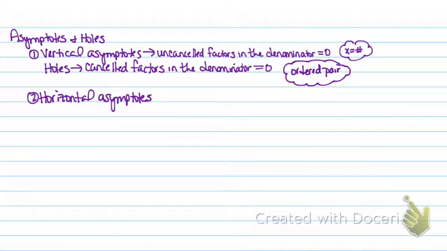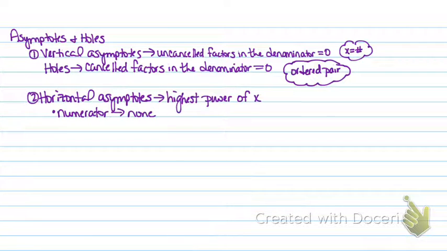You have to find the highest power of x. It has to do with where the highest power of x is at. If your highest power of x is in the numerator, your horizontal asymptote is none. It doesn't exist. If your highest power of x is in the denominator, your horizontal asymptote will be at y equals 0. To remember these, what I do is I use no to help me. If it's on top, it's none. If it's on bottom, it's y equals 0.